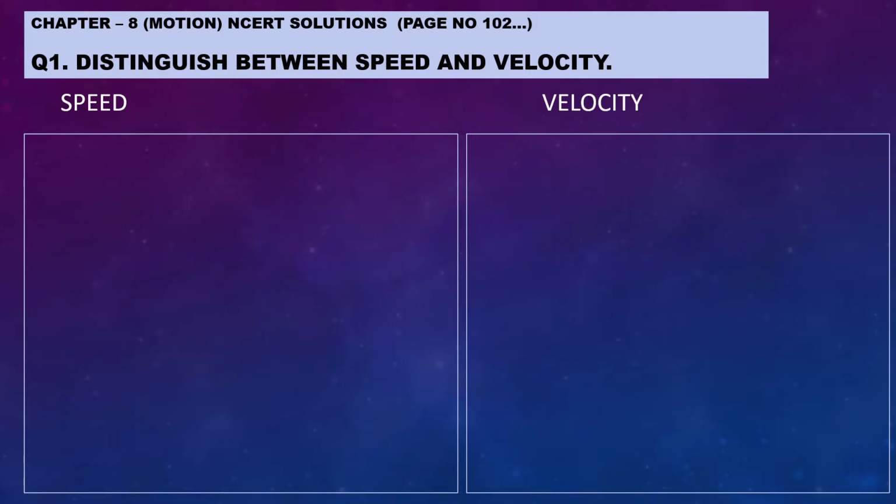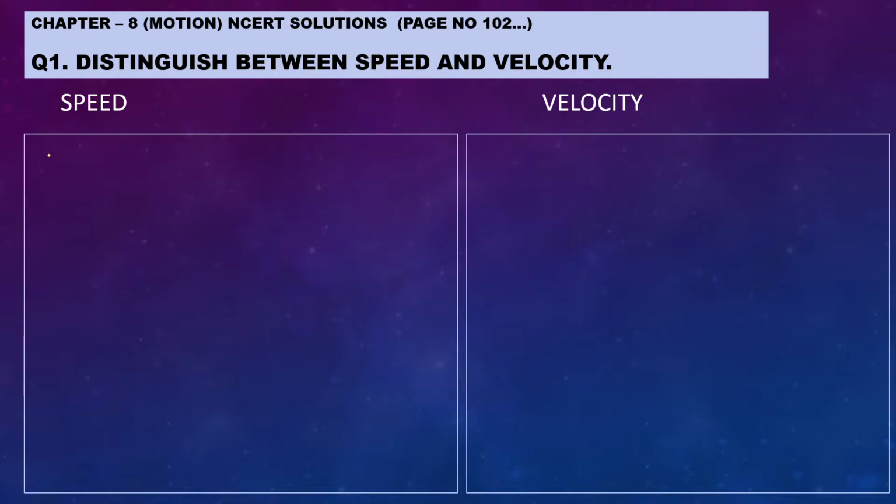Hello students, today we'll solve class 9th chapter 8 motion NCERT solutions. This is the continuing part of the last video in which we have done the questions which are on page number 100. Today we'll do the questions which are on page number 102.